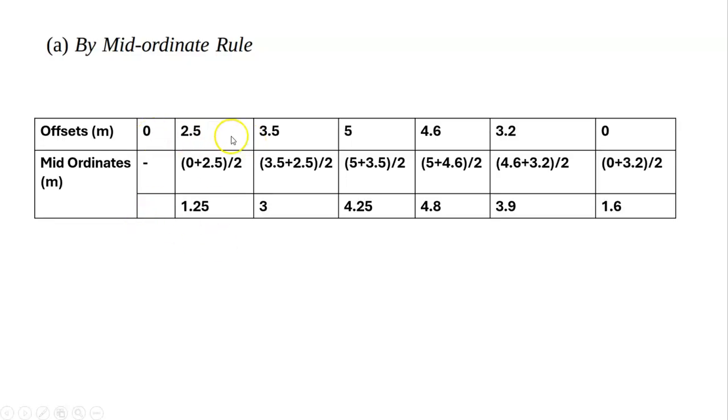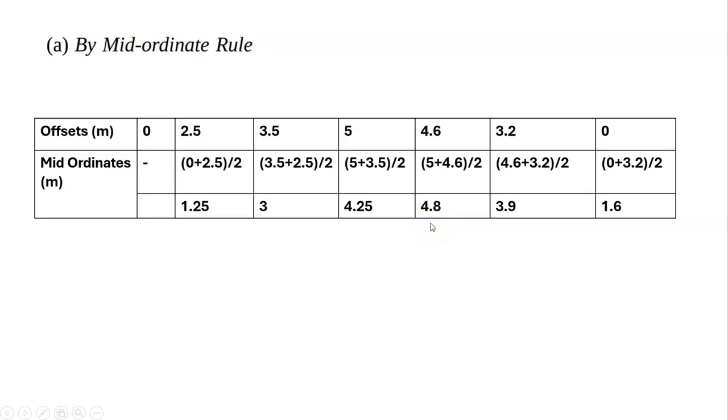Now the given offsets are 0, 2.5, 3.5, 5, 4.6, 3.2 and 0. We have to see how to calculate mid-ordinates. By considering 0 and 2.5, we calculate the average of these two, an offset exactly at the mid of 0 and 2.5, which is 2.5 divided by 2, 1.25. For the next one, between 2.5 and 3.5, the average is about 3. Similarly, we are supposed to calculate all such mid-ordinates.